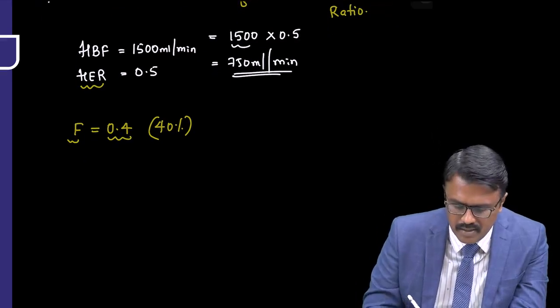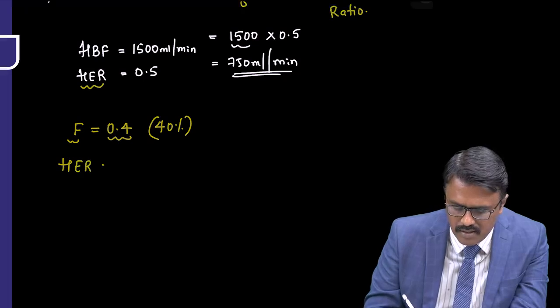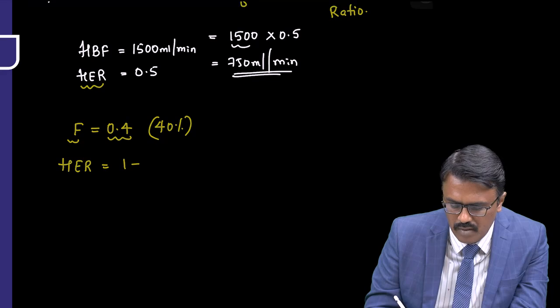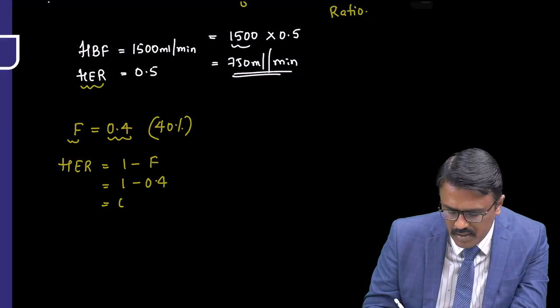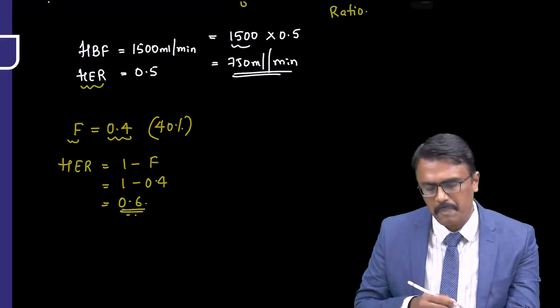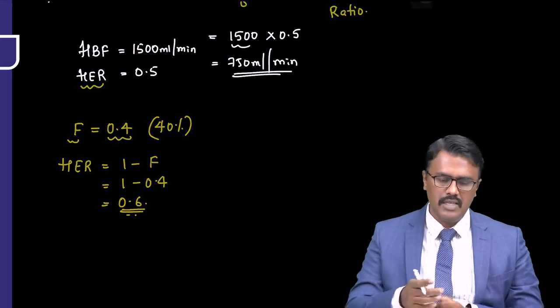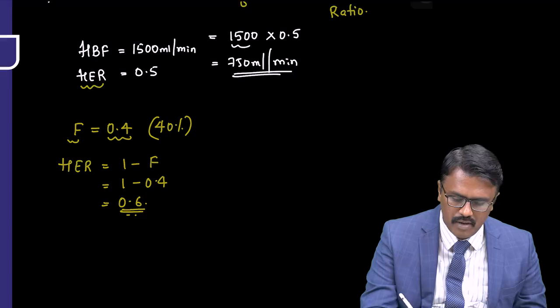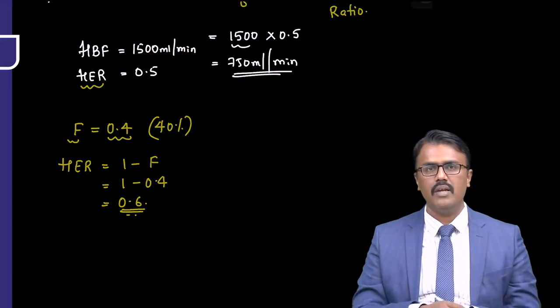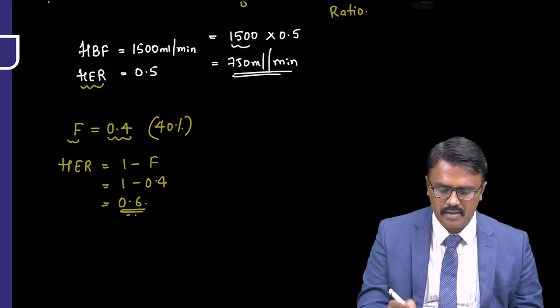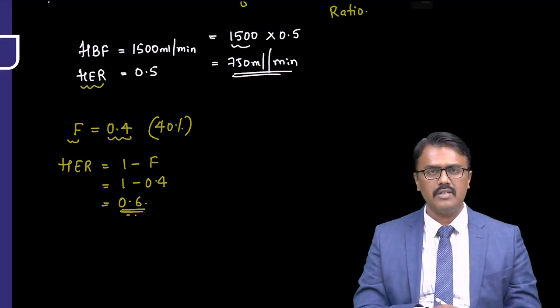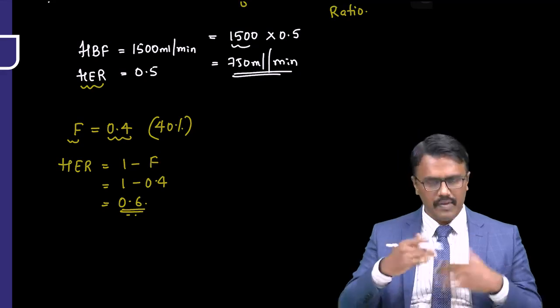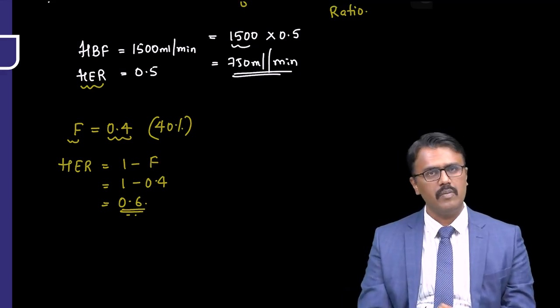Then can we calculate hepatic extraction ratio? Yes. Hepatic extraction ratio is equal to 1 minus F. So what is 1? The standard 100%. F is 0.4. Now hepatic extraction becomes 0.6. So if they are not providing you the HER and if they are providing only bioavailability value, then also you can find out. The formula is 1 minus F. If you minus that, F is 0.4, so you will get 0.6. That is a hepatic extraction ratio multiplied with hepatic blood flow. And I will teach you in separate video how to do pharmacokinetic calculations.